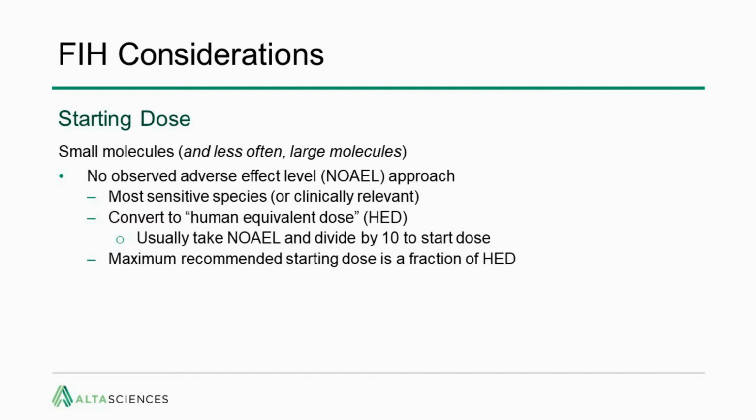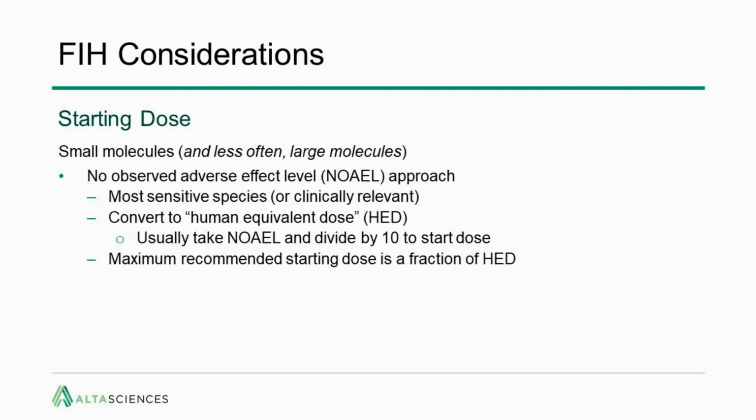So we talked about the starting dose and the dose regimen optimization and why it's so critical for biologics development. When we're looking at small molecules, this is the model that's generally followed. The no observed adverse effect level, the NOAEL, is very sensitive to the species or however it's clinically relevant, and then you convert that to the human equivalent dose, going from preclinical to clinical. You take the NOAEL and divide it by 10 to find the starting dose in humans. That really is the maximum recommended starting dose, a fraction of the human equivalent dose.